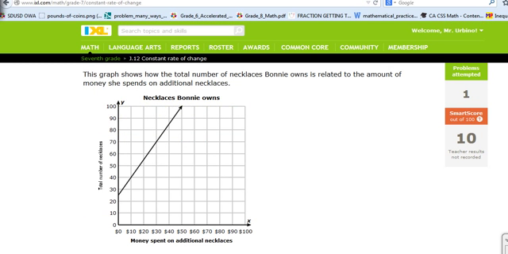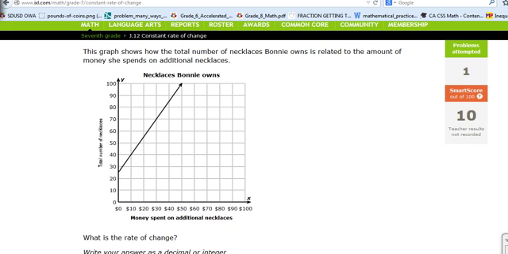Now, if we take a look at the second problem, we're looking at the following information. The graph shows how the total number of necklaces Bonnie owns is related to the amount of money she spends on additional necklaces. So let's take a look at our graph here. In our graph, we're taking a look at the money that she spends on additional necklaces over the total number of necklaces. So our x is going to be money, and our y is going to be the total number of necklaces.